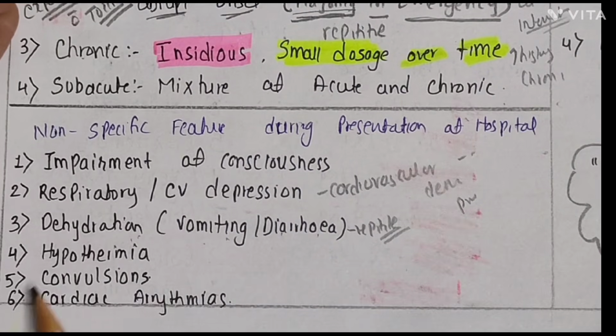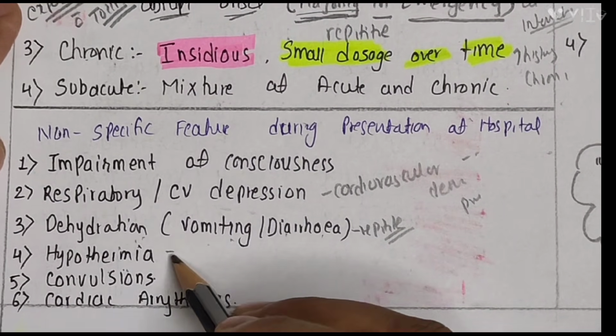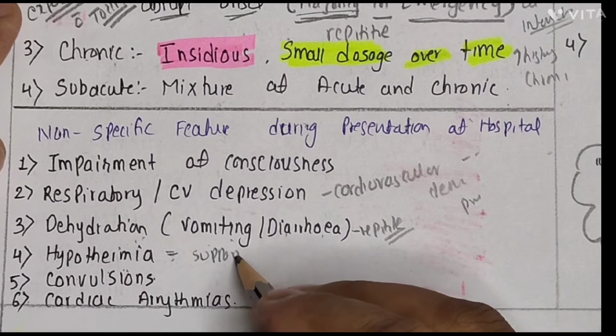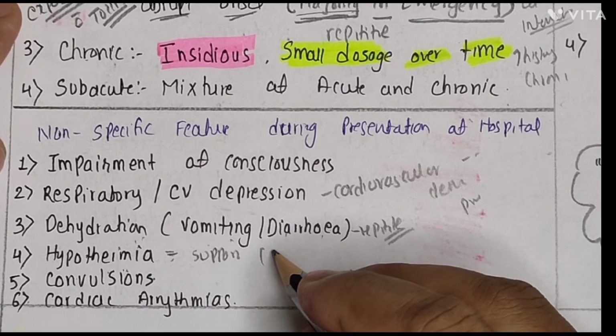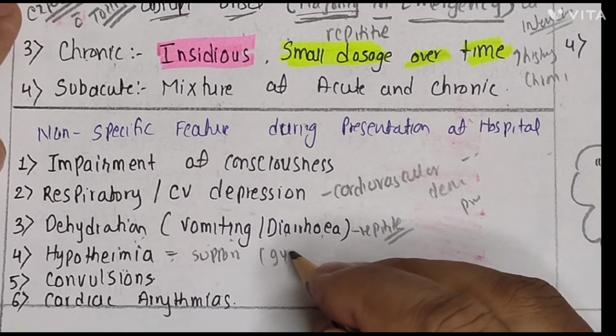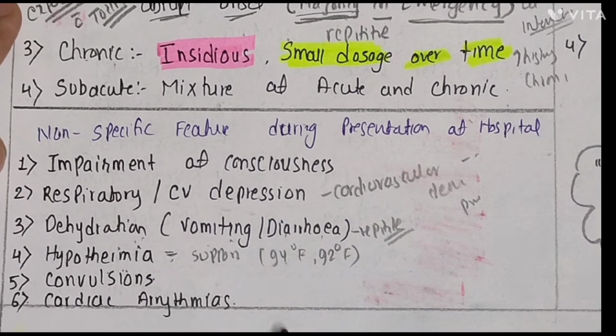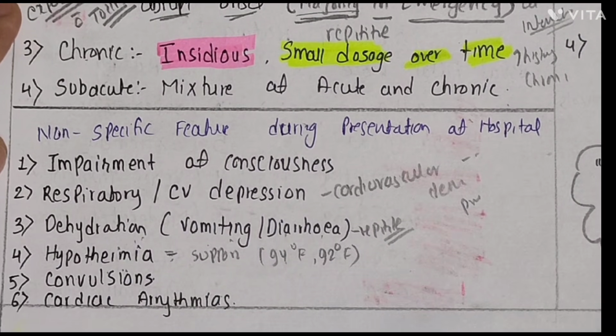Then similarly, sometimes they will come with hypothermia, right? And how to manage them, what hypothermia is and all these things we are again going to discuss in the supportive management. Generally, when body temperature falls below 94 degree Fahrenheit, in some textbooks even 92 degree Fahrenheit, this condition is known as hypothermia. We need to warm them up.